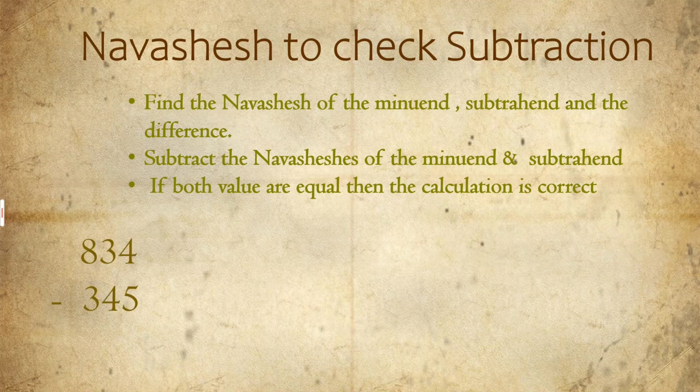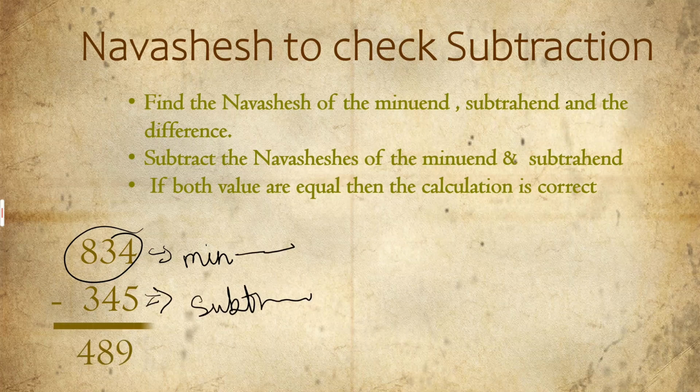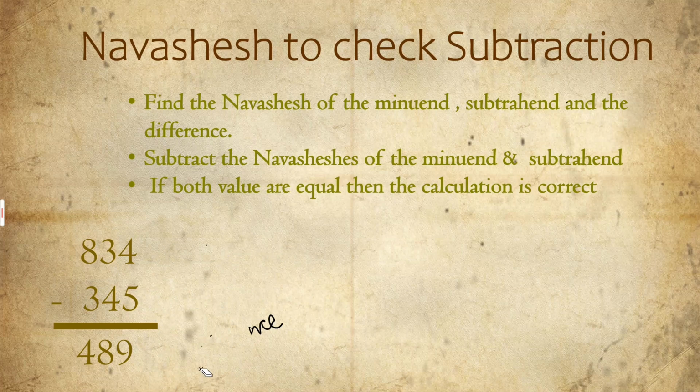Here we have an example of 834 minus 345. So 834 is the minuend and 345 is the subtrahend. And therefore, the difference that is given to us is 489. So this is the difference. I've just written it down in short, so bear with me. Again, repeating that the two numbers that are subtracted over here, that is 834 and 345, are the minuend and subtrahend respectively. And the number that you get after subtracting the two, that is 489, is the difference.